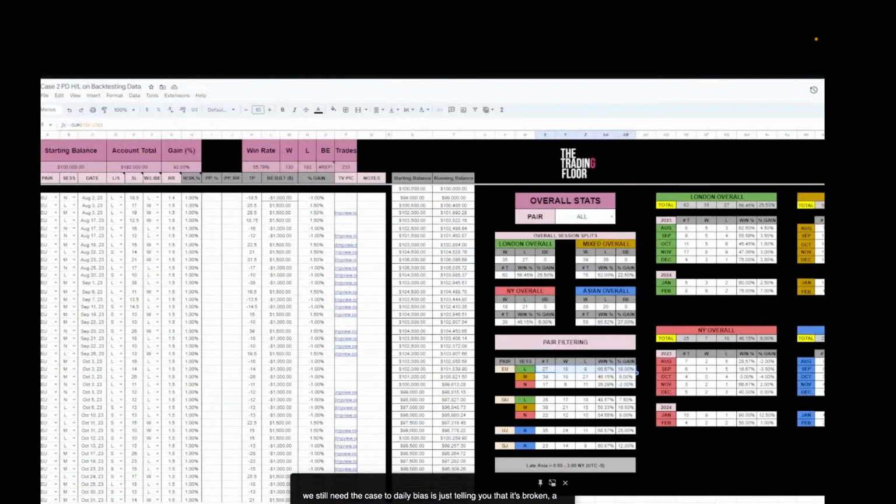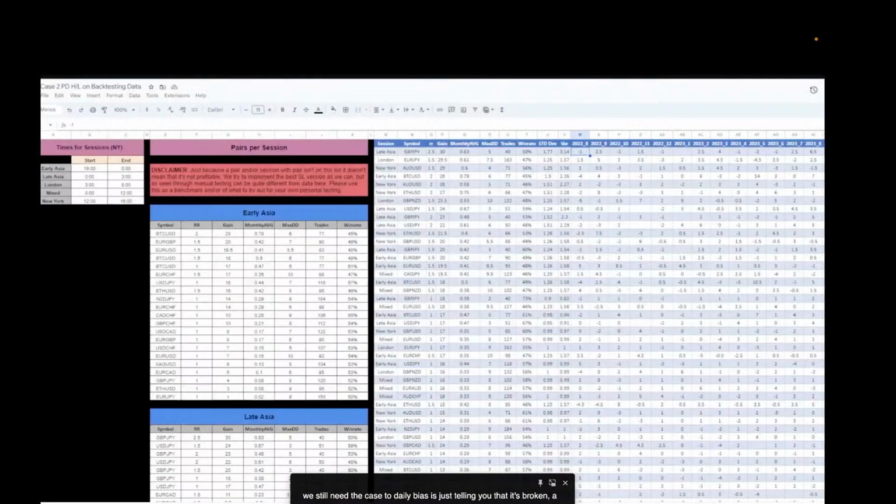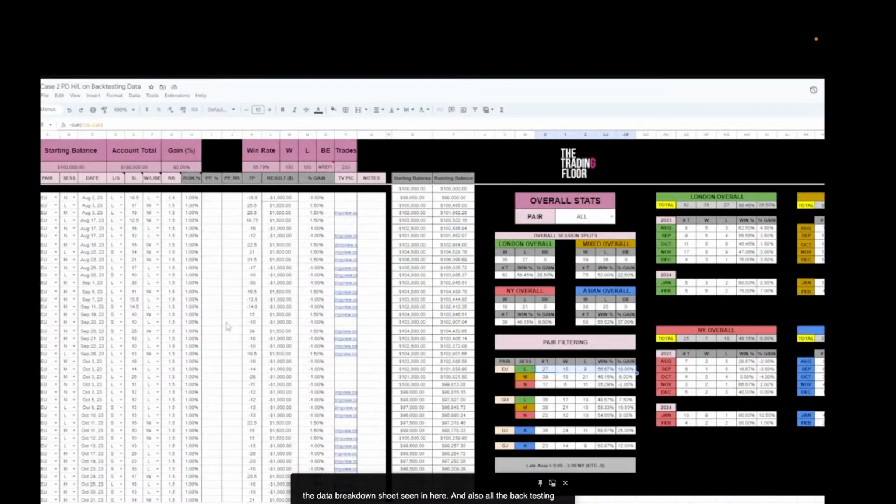And just to reiterate, the data breakdown sheet seen in here and also all the backtesting data seen in here will be in the Outback backtesting sheet. This specific Case 2 beginner version will be what we'll be testing continuously throughout the months. So each month, whenever we update all our backtesting data, you'll be seeing all of this updated as well. The data breakdown is going to stay the same, but I'm specifically talking about this sheet where we have the 4 pairs tested here. You'll see the end of February and the end of March here.